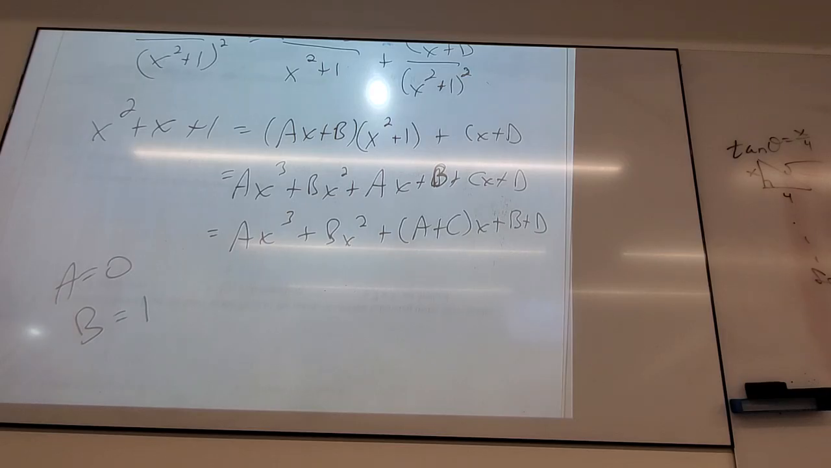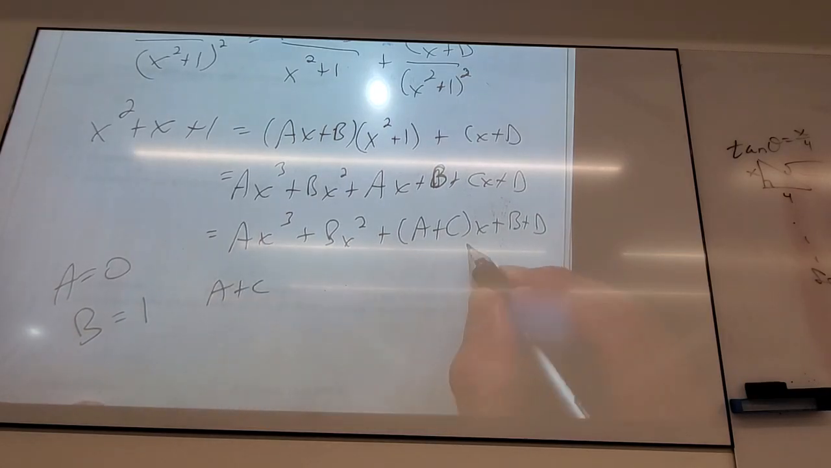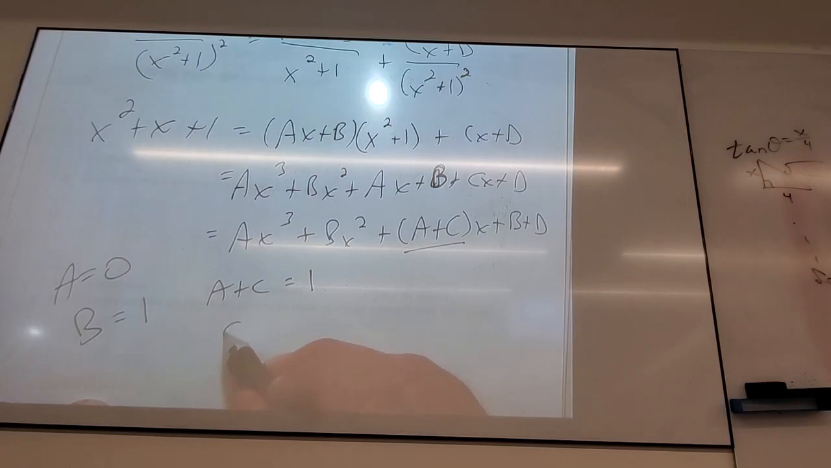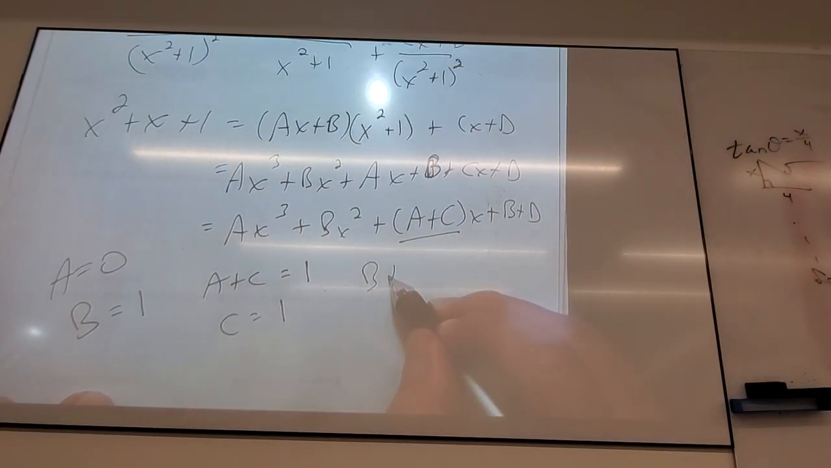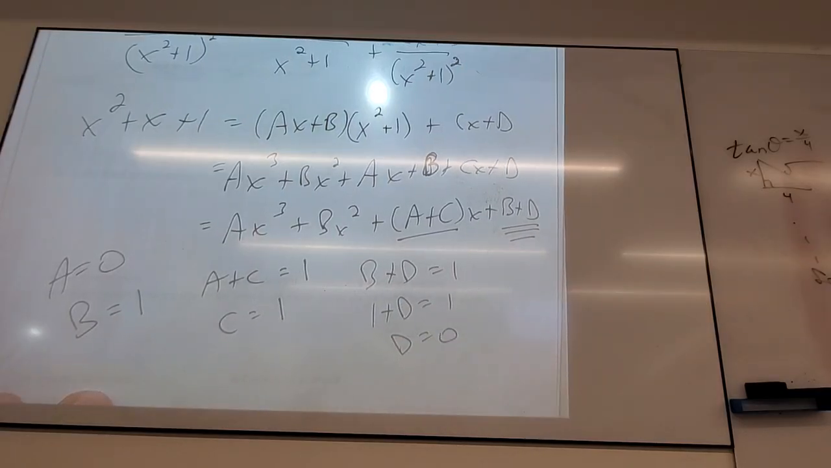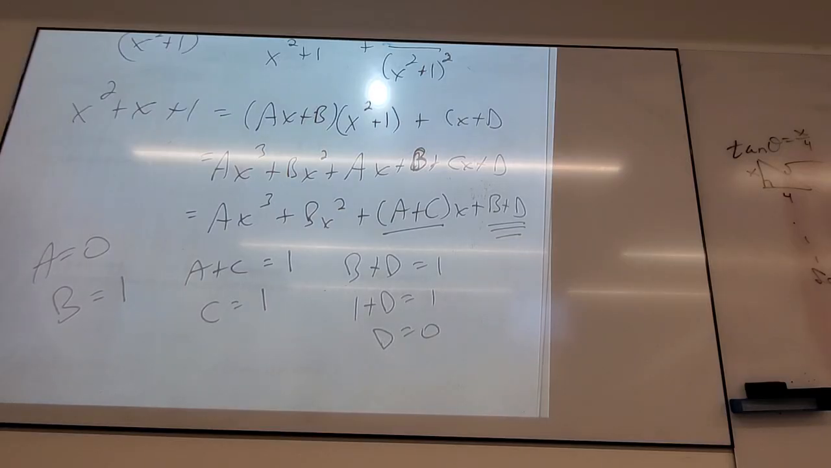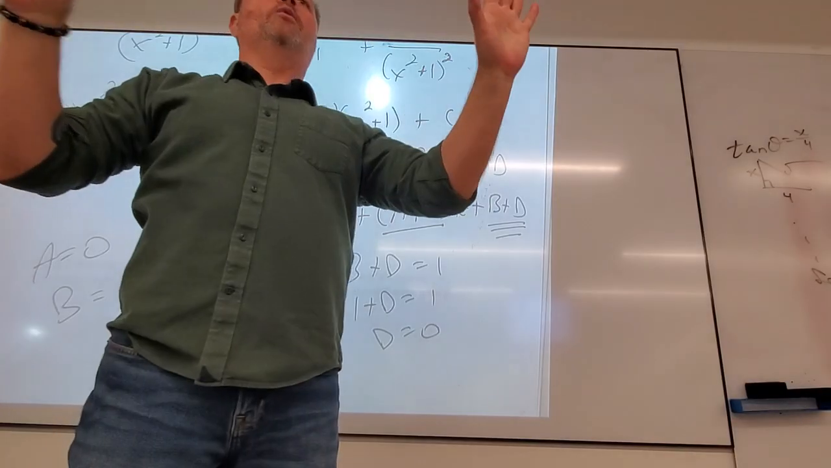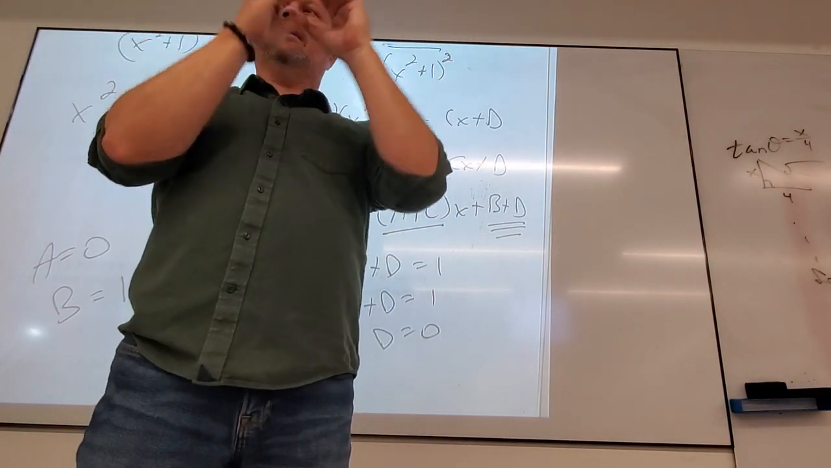Okay. What's A plus C have to be? 1. And A is 0, so C is 1. And what's B plus D have to be? 1. And B is 1, so what's D have to be? 0. So like I promised earlier, sometimes you will find out later that some letters you chose are 0. You have no idea at first. It just happened to come out that way.